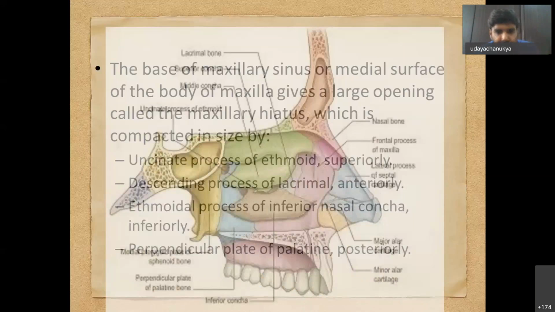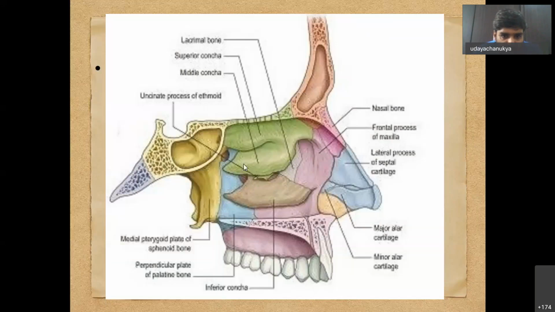I will show you the diagram. See, this is the maxillary hiatus, somewhere around here. If you remove all the bones, we can see the maxillary hiatus. But this is compacted by the lacrimal bone anteriorly, superiorly the uncinate process, inferiorly the inferior turbinate, and posteriorly the palatine bone, the perpendicular plate of the palatine bone.